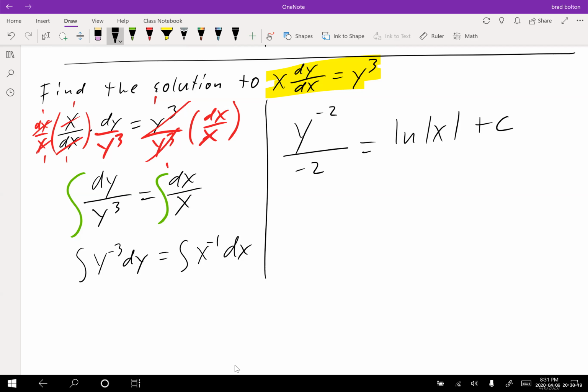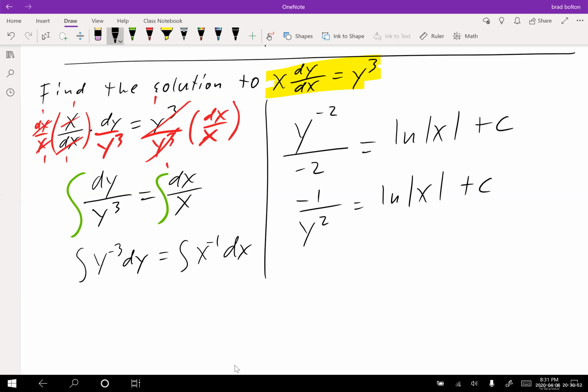Now, technically, isn't there two c's? Isn't there one on the left side for the plus c there and then one on the right side for the plus c there? But when you take that one plus c plus the other plus c, you get some new c. So let's just call it plus c, okay? So some new constant. So now let's clean this up a little bit. This is -1 over 2y squared. That's pretty ugly. Let me write that better. ln of the absolute value of x plus c.